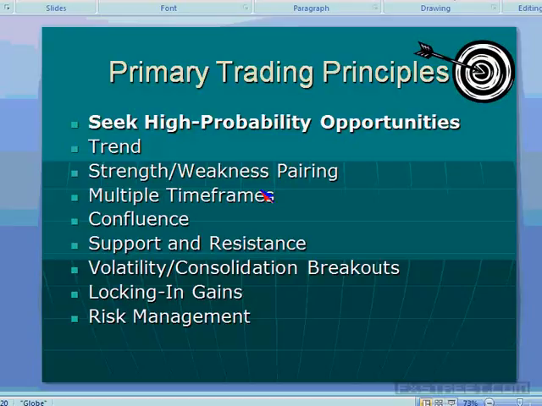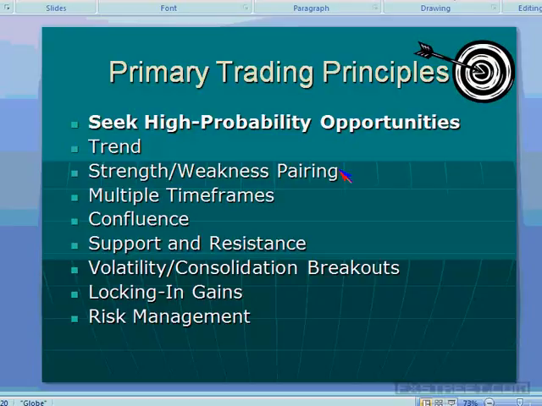Okay. Now, number two, strength-weakness pairing. What I talk about a lot. Strength-weakness pairing is basically, and I'll mention more about this in a second, what you're doing is taking single currencies and looking for strength or weakness on those single currencies against all the other major currencies. And from that, you're extrapolating the strongest currency and the weakest currency among all the currencies, and you're finding the best potential opportunity there.